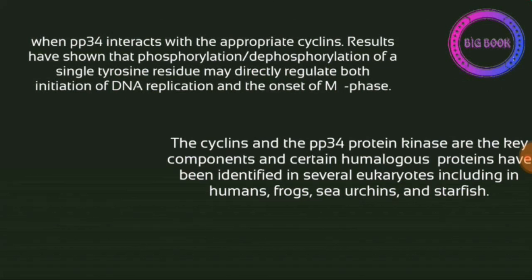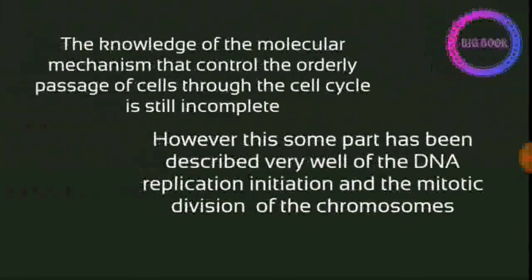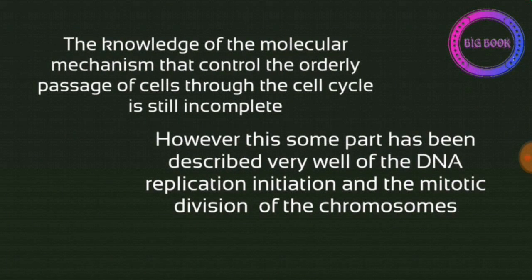The cyclins and the PP34 protein kinase are the key components, and certain homologous proteins have been identified in several eukaryotes, including humans, frogs, sea urchins, and starfish. The knowledge of the molecular mechanisms that control the orderly passage of cells through the cell cycle is still incomplete. However, some parts have been described very well, such as the initiation of DNA replication and the mitotic division of the chromosomes, that is the condensation of the genetic material into chromosomal bodies and its equational division.